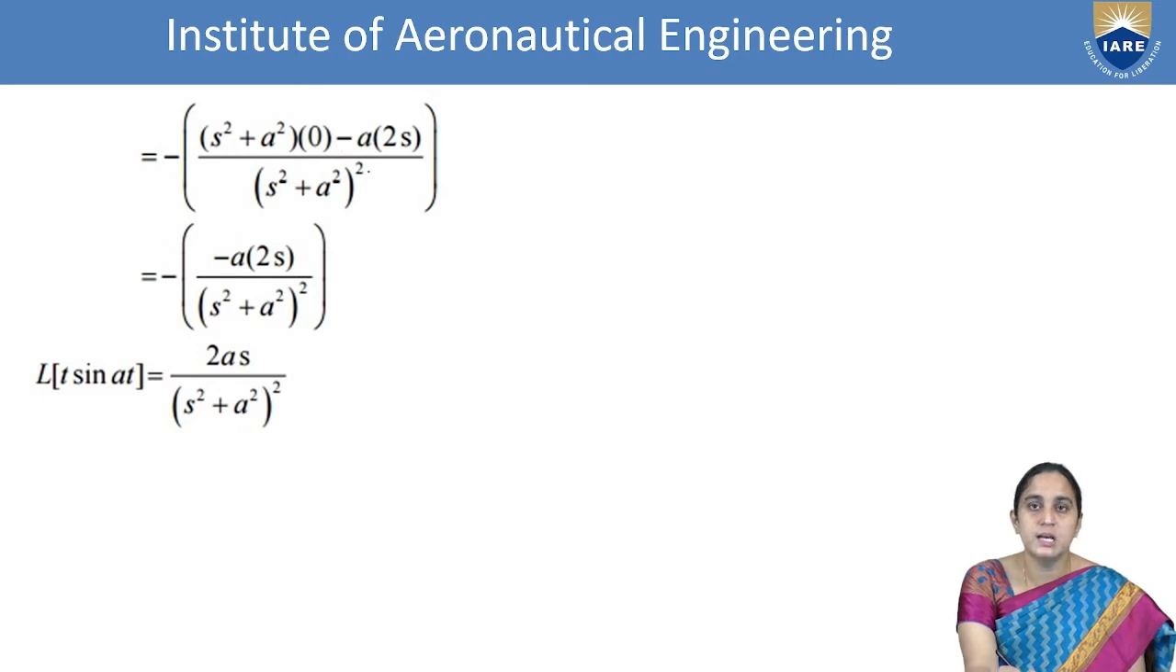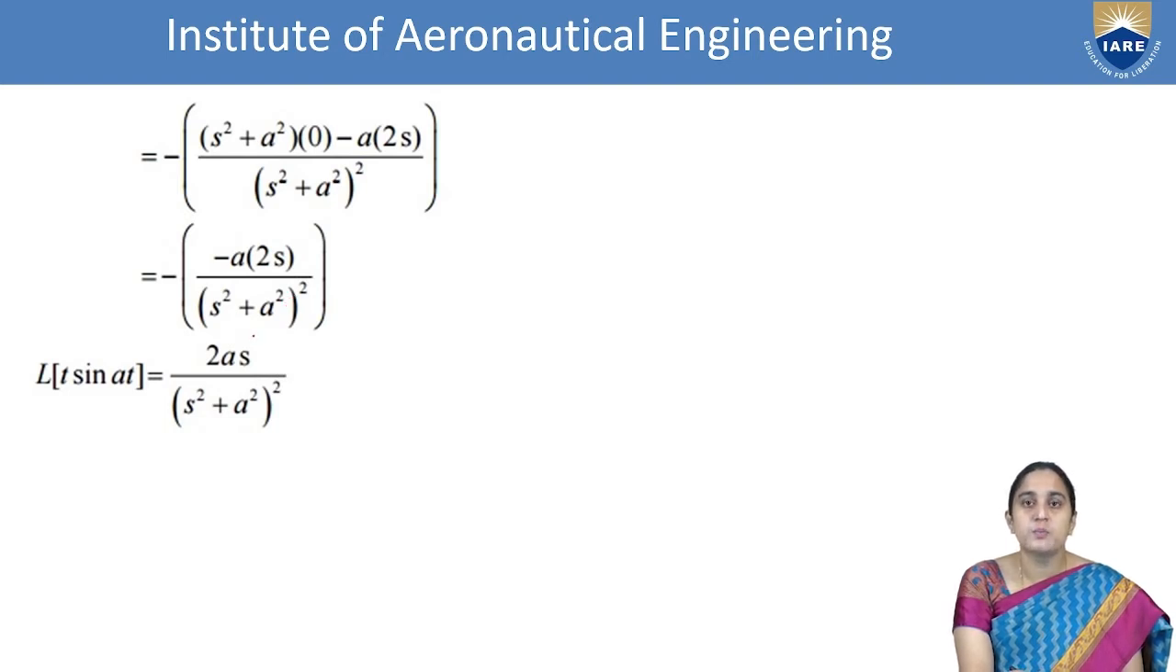What is v square here? S square plus a square whole square. Therefore minus of s square plus a square into 0 minus a into 2s by s square plus a square whole square. That is equal to minus of s square plus a square into 0 as 0 minus 2 into a s by s square plus a square whole square. Here minus into minus is plus, that is 2as by s square plus a square whole square.